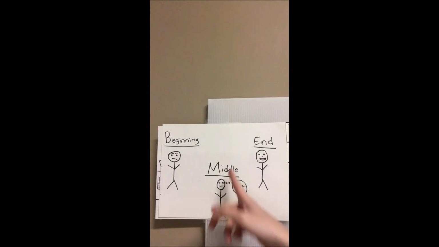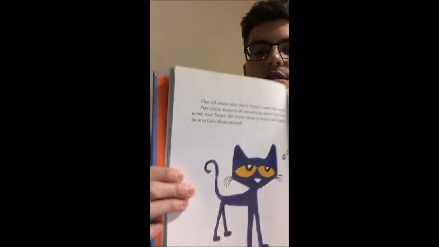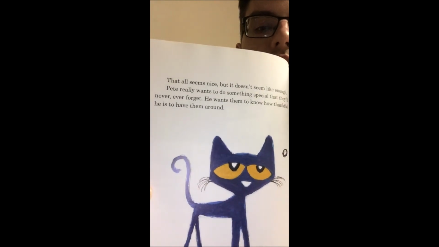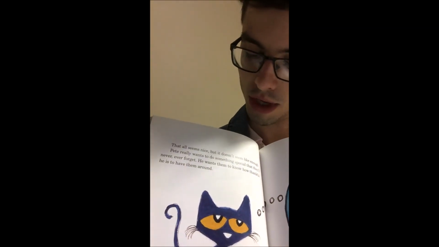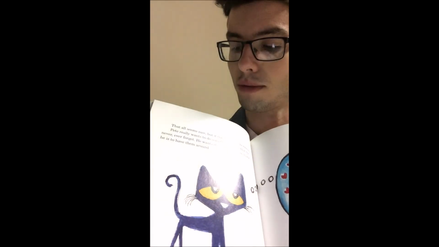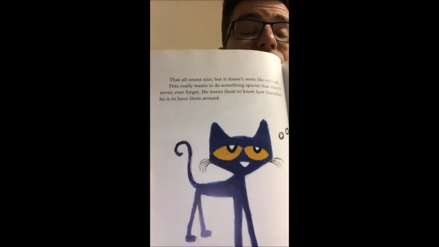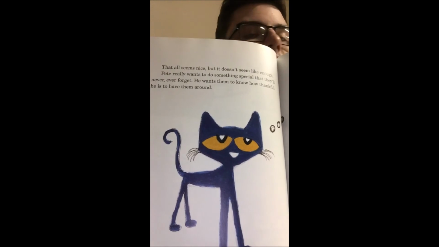Now, the next part of our story is called the middle. The middle, when he thinks of a way to fix his problem. Try and see if you can use details to help figure that out. That seems nice, but it doesn't seem like enough. Pete really wants to do something really special for Mom and Dad that they will love and appreciate. He wants them to know how much he loves them and how much he loves having them around.